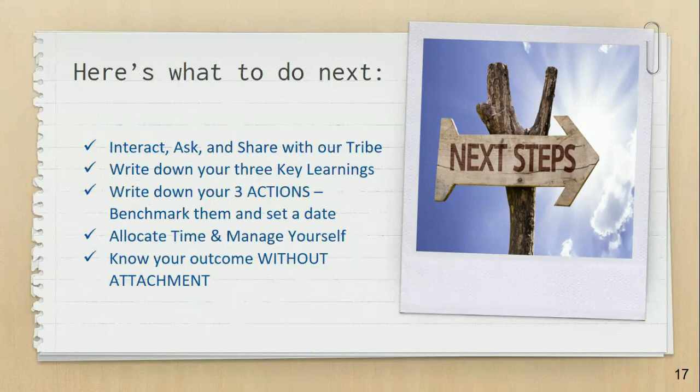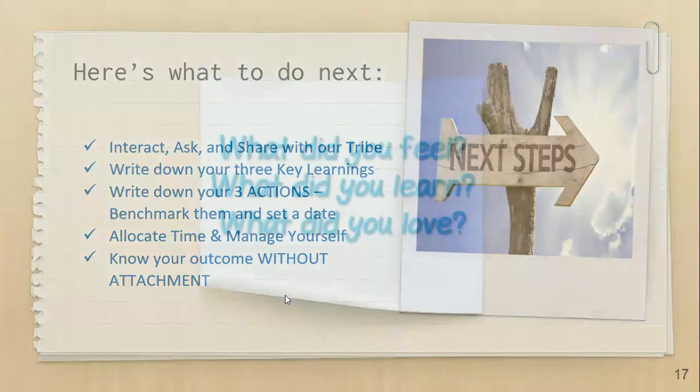Know your outcome without attachment. Remember to know where you're going, but be okay with finding the cracks instead of banging up against a wall that's blocked. All right? Make the cracks bigger. Find that path of least resistance that is going to take you to the best possible outcome, and grow as you grow. Allow your outcome to grow as you grow throughout this as well.